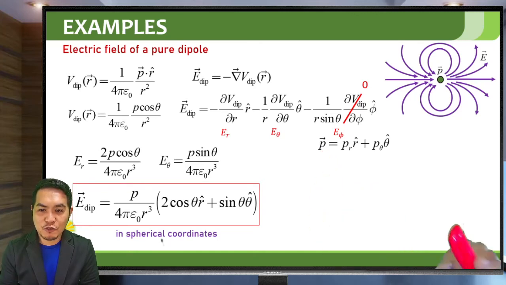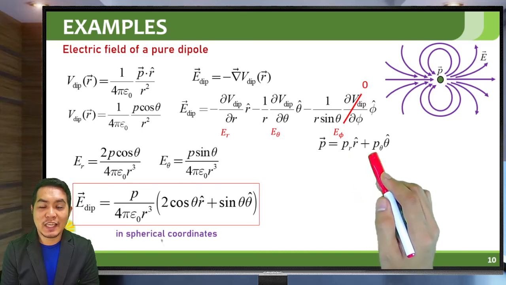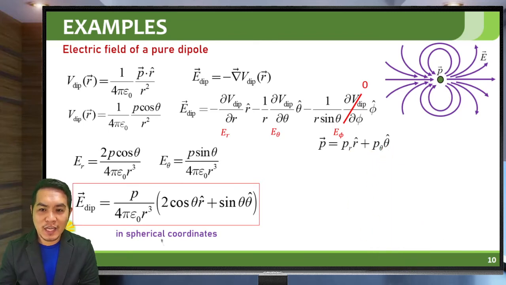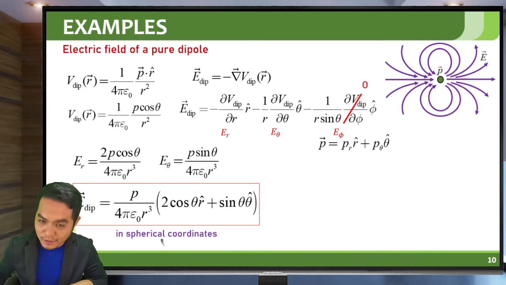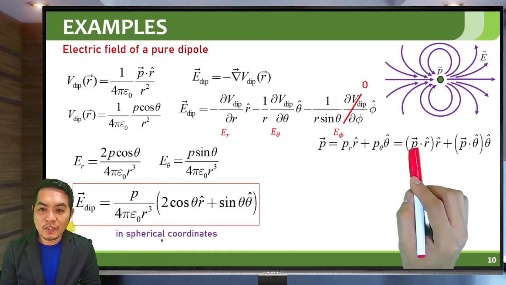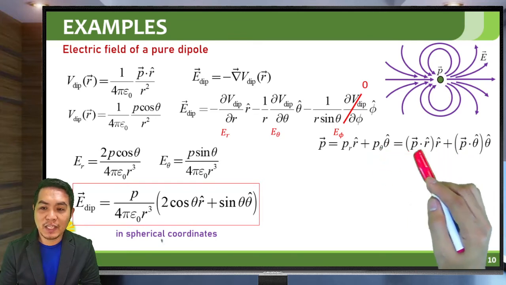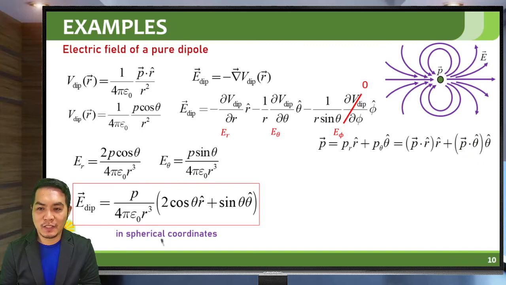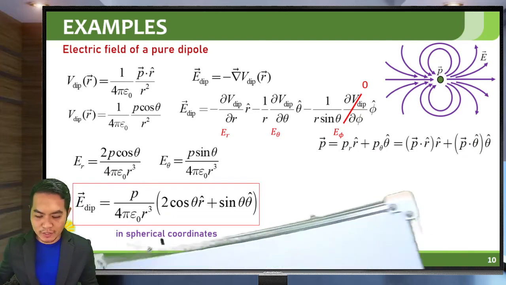So we will assume that it will only have an r component and a theta component: p_r r hat plus p_theta theta hat. As we discussed earlier, to get the r component, you dot the vector with the r hat vector. And to get the theta component, p_theta, you dot the vector p with the theta hat unit vector. So p dot r hat is actually just p cosine theta.